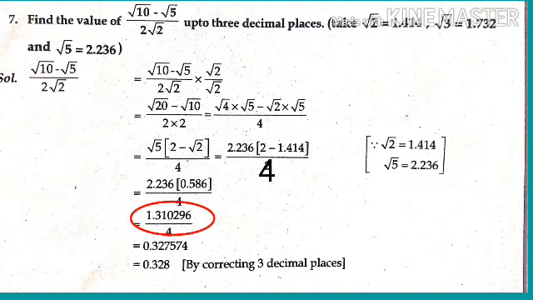After multiplication of the numerator part, we get 1.310296 by 4. Here the numerator is divided by 4, we get 0.327574. That is equal to 0.328, correcting to 3 decimal places.